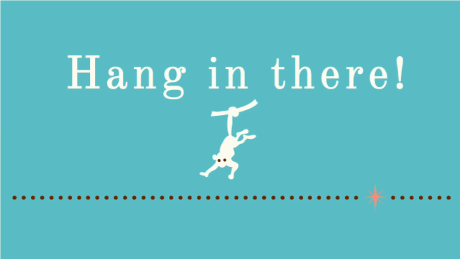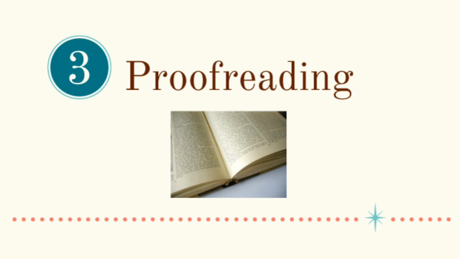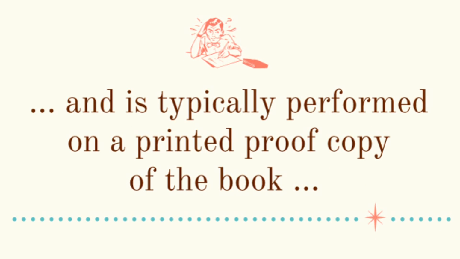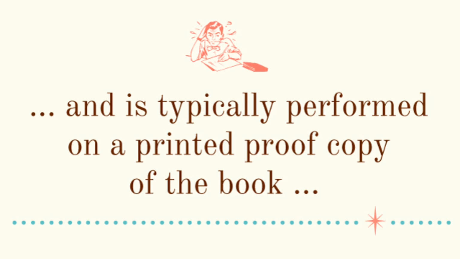Hang in there, we're almost finished. There's just one more level of editing, and that's proofreading. Now this is the phase that happens after all of the developmental and copy editing is complete, and it's typically performed on an actual printed proof copy of the book.